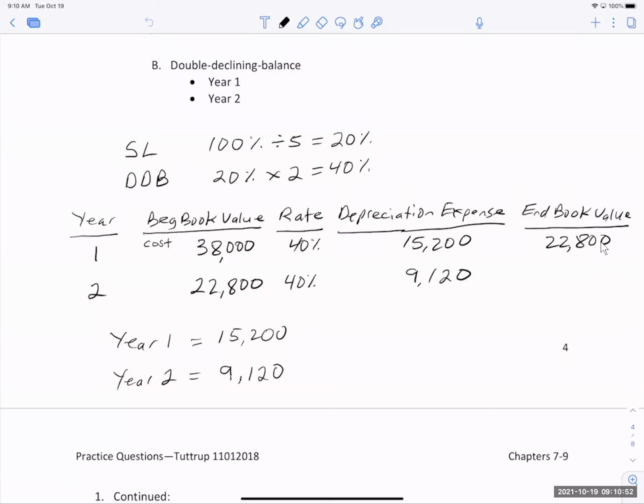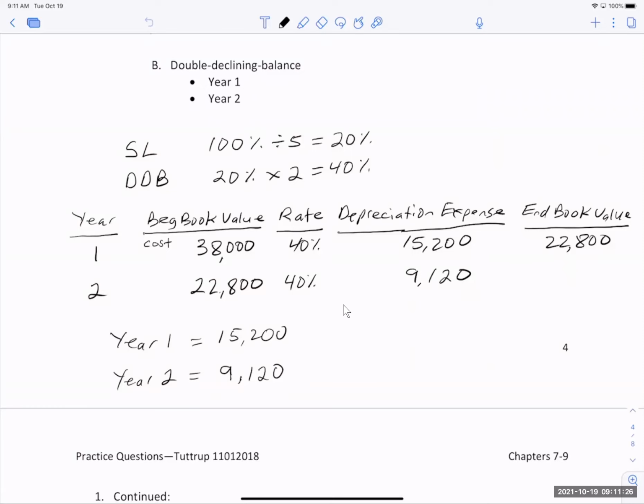Now the ending book value of year 1 becomes the beginning book value of year 2. So we just copy it over. It's a copy job, put it there. And we'll do the same thing. 22,800 times 40% will give us 9,120. That's our expense. And that's as far as we need to go in this problem, because I just wanted you to calculate the depreciation for year 1 and year 2.